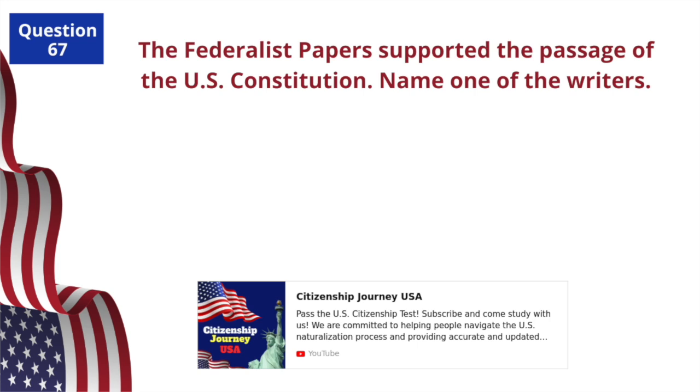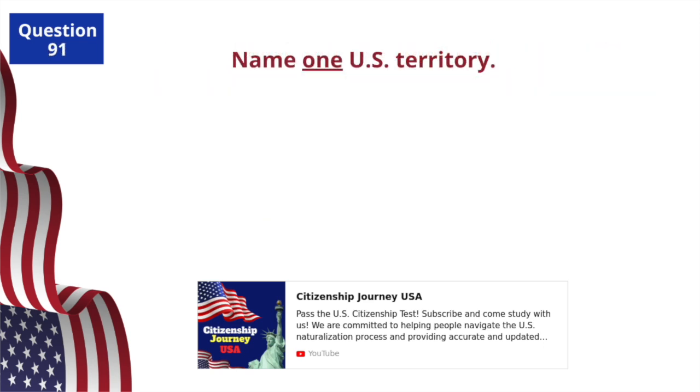The Federalist Papers supported the passage of the U.S. Constitution. Name one of the writers. James Madison. Name one U.S. territory. Guam.